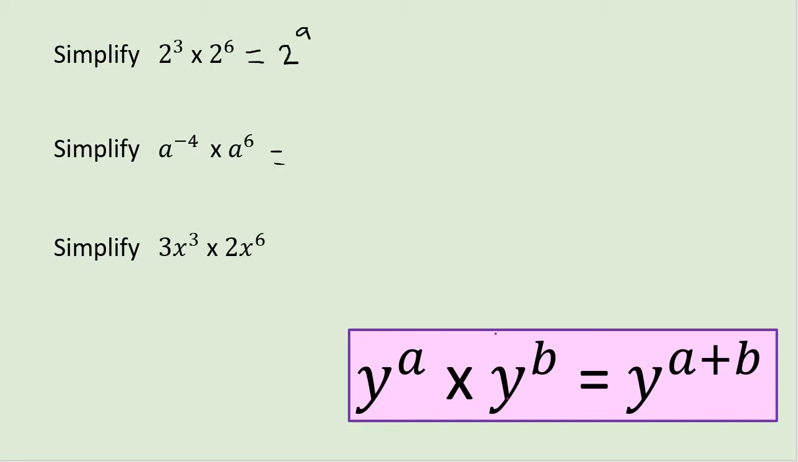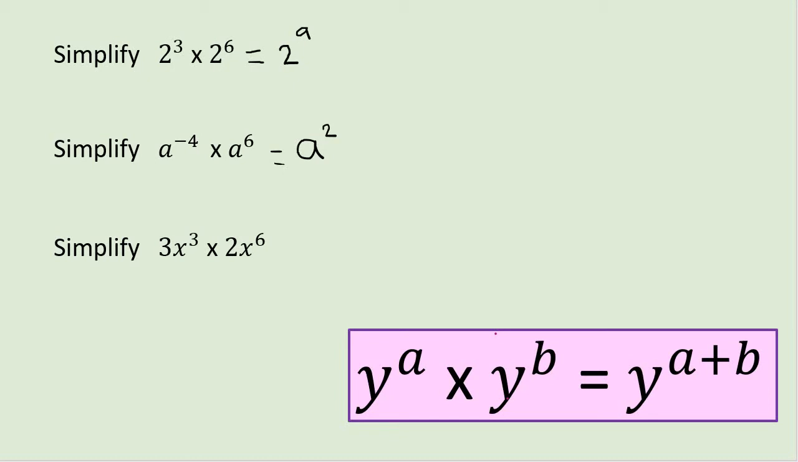The next one, we've got a to the minus 4 times a to the 6. Now, it's absolutely fine to have a negative power. You might not have seen something that looks like this before, but it's absolutely fine. And next lesson, we're going to talk about what a negative power means. But for now, you just need to apply that rule again. So a to the minus 4 times by a to the 6 is going to be a to the minus 4 plus 6. Minus 4 plus 6 is going to give us 2, a squared.